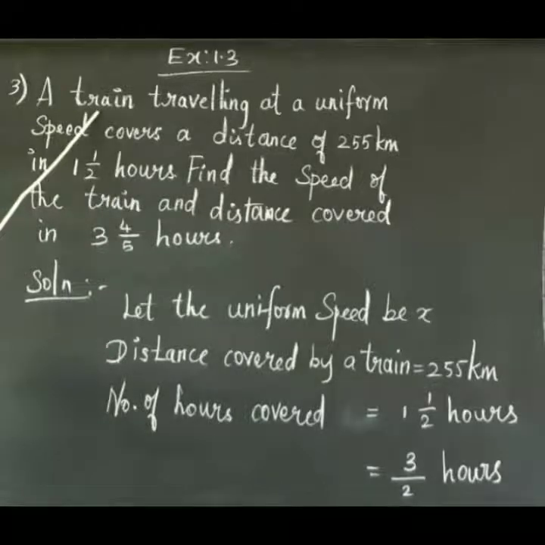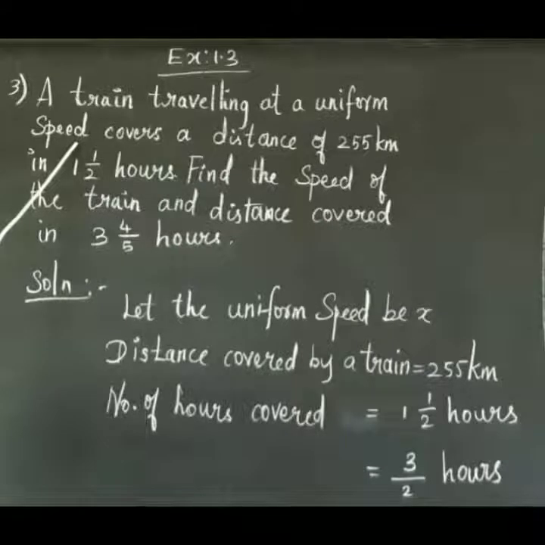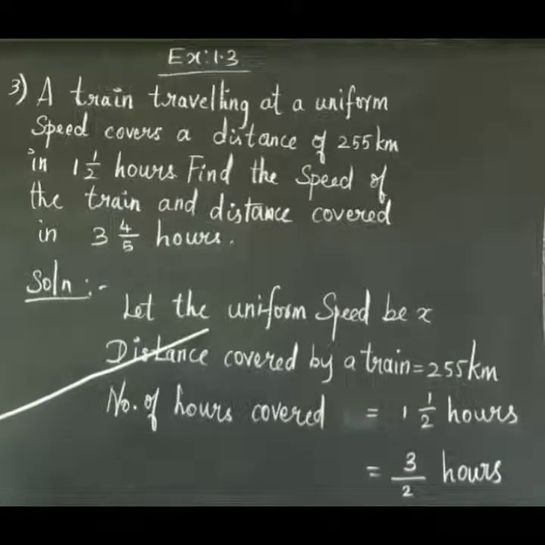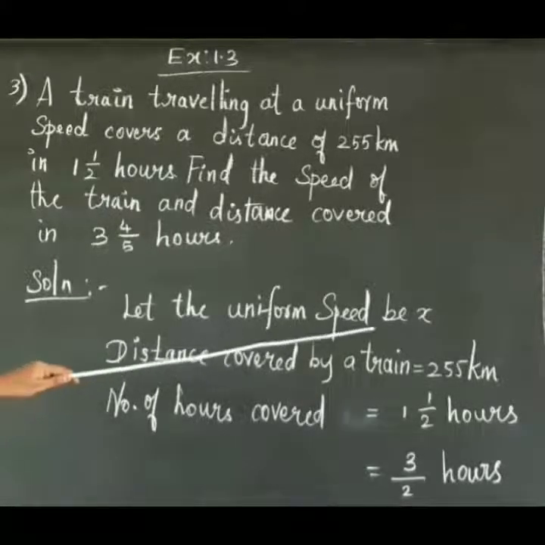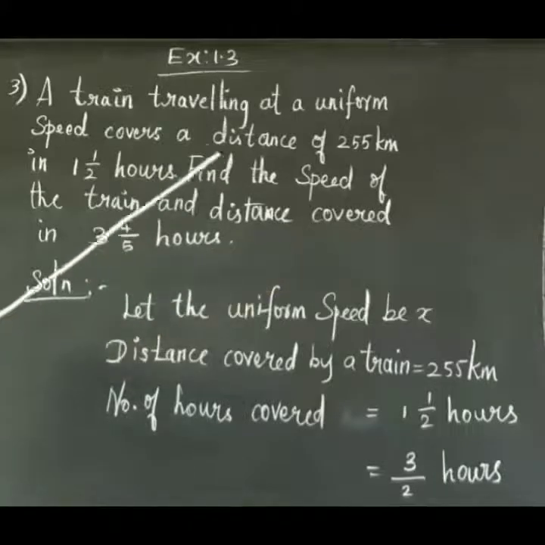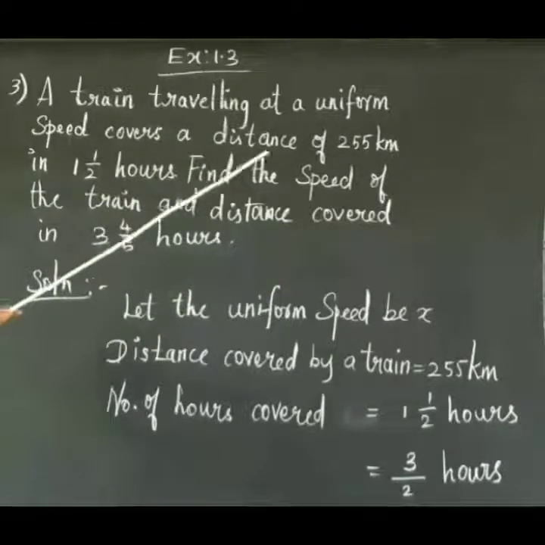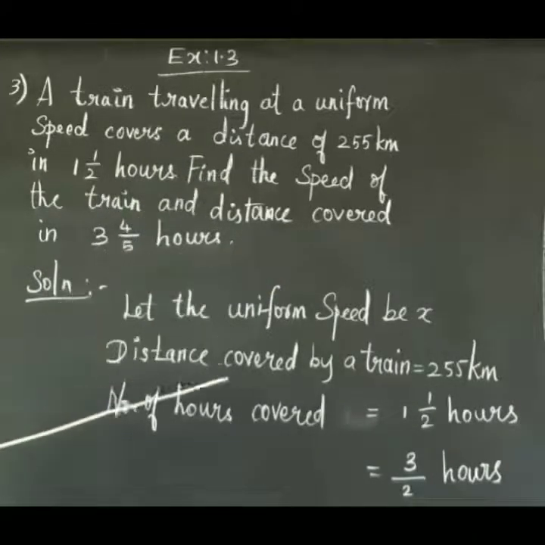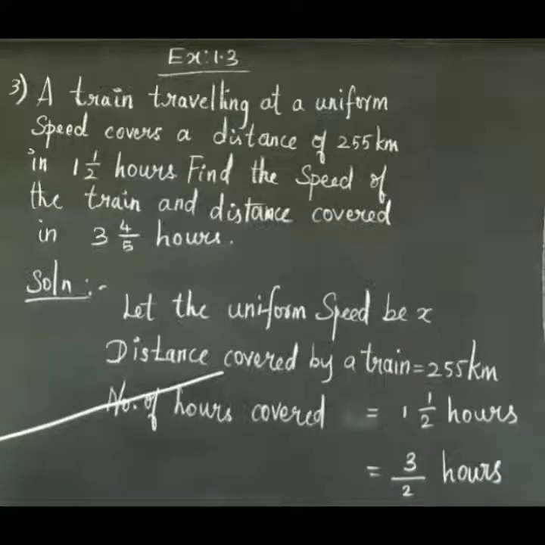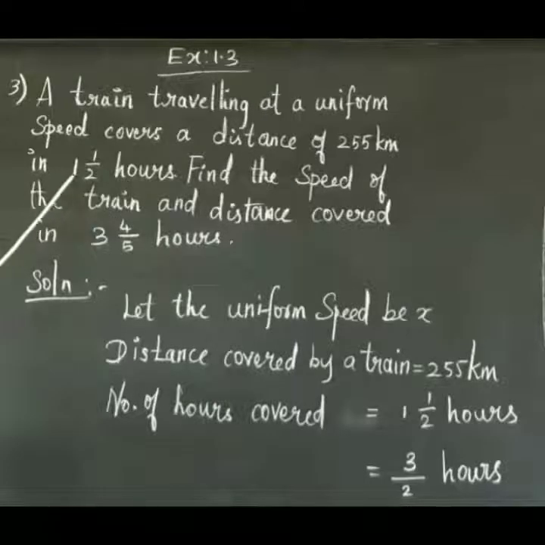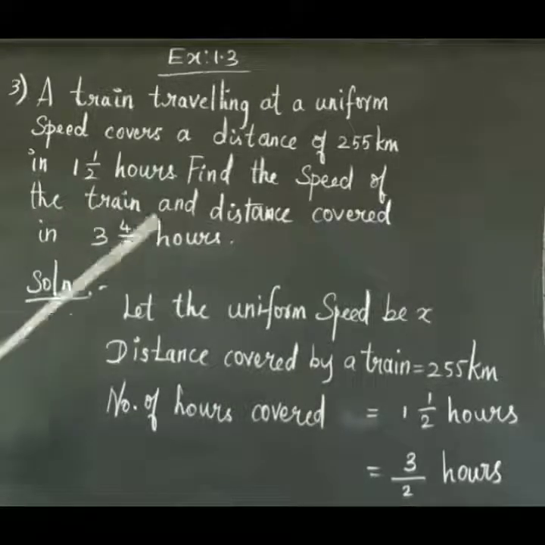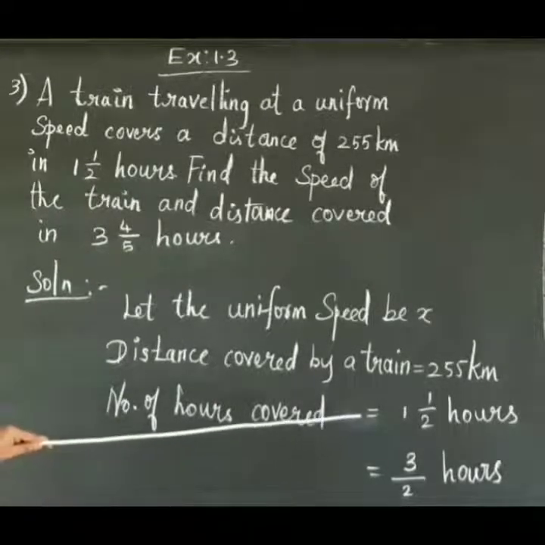A train is traveling at a uniform speed, but we don't know the speed. How much speed is it traveling? So we have to take that. Let the uniform speed be x. We don't know the uniform speed, so you have to take it as x. And it covers a distance of 255 km. So the distance covered by the train is 255 km. And in how many hours? 1 1/2 hours.